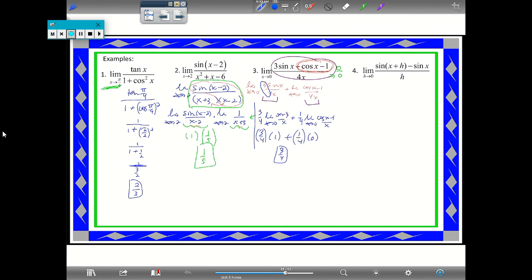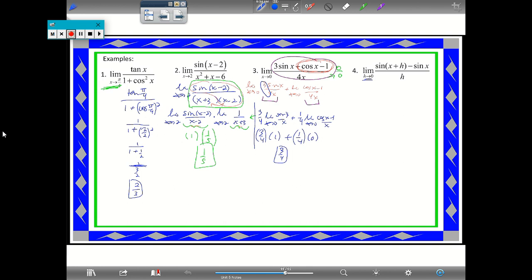All right, last one. This one is kind of interesting. Actually, it's the definition of the derivative, but we don't have to know that. I'm just going to give you limit problems. Notice how this is the limit as h goes to 0. Notice how I have more variables than just h. I've got an x and an h. That's going to be important to us in a moment.